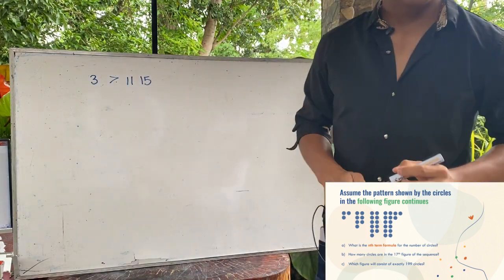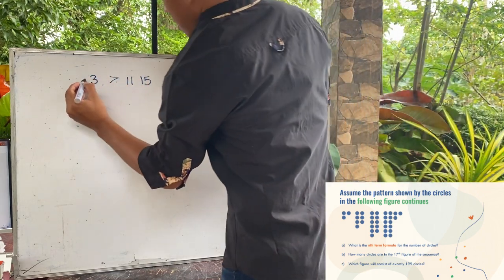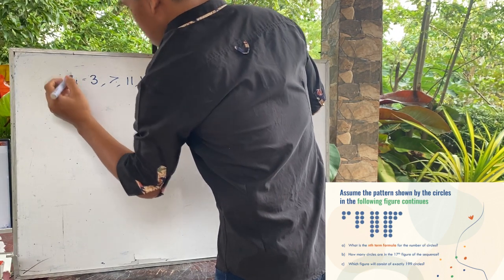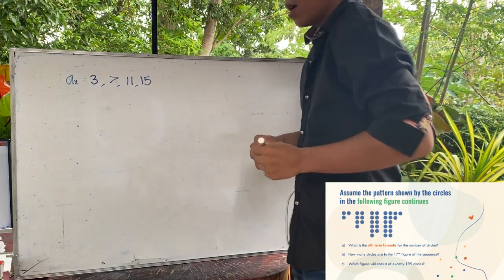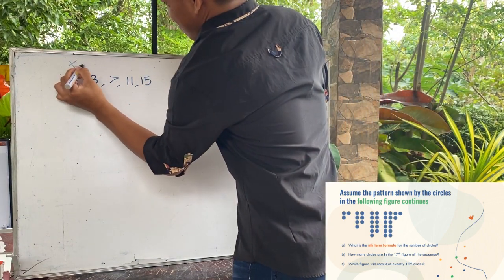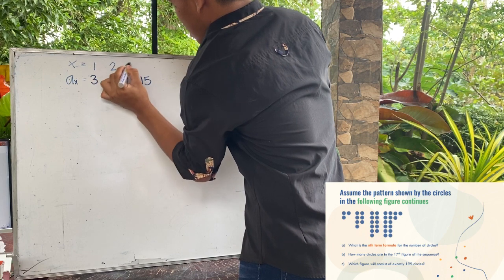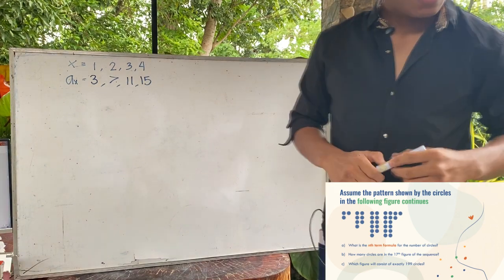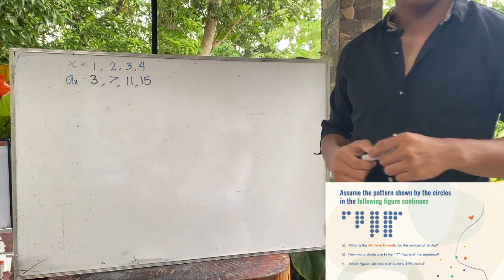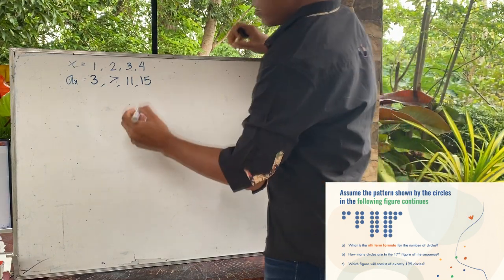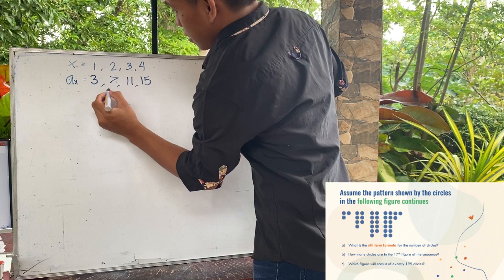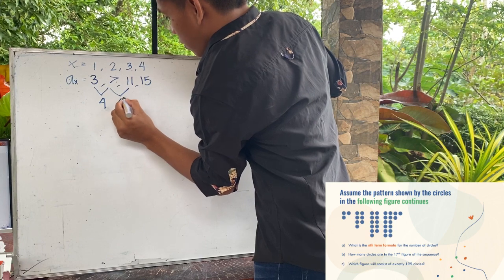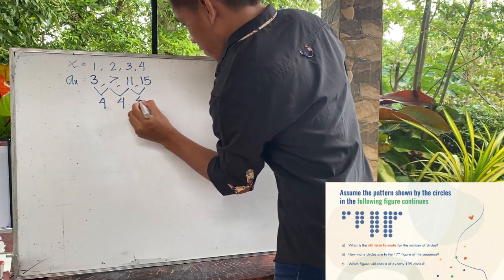Now this is our A of x. Under x are 1, 2, 3, 4. Now we will construct a difference table. We construct it by subtracting 3 from 7, which is 4, 7 from 11, which is 4, and lastly 11 from 15, which is also 4.